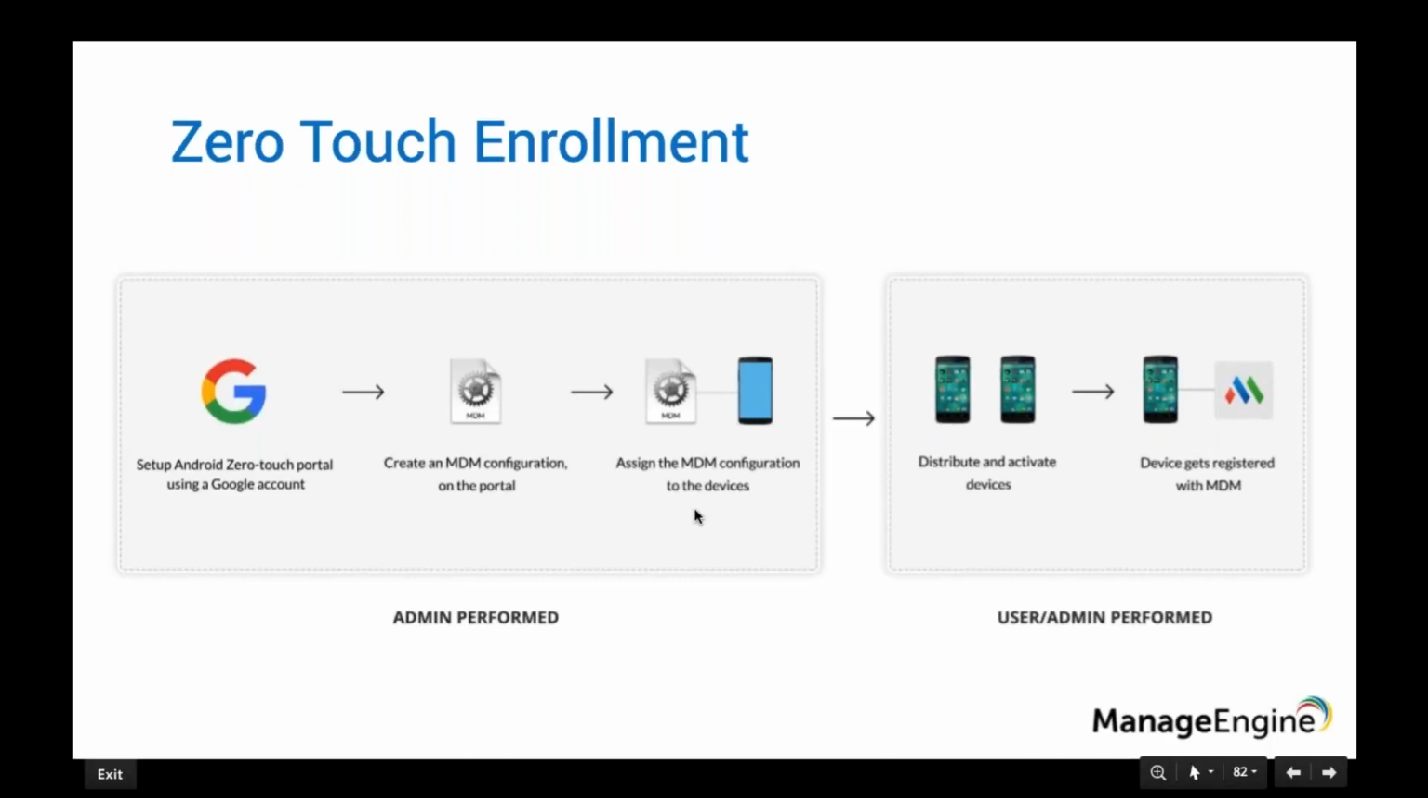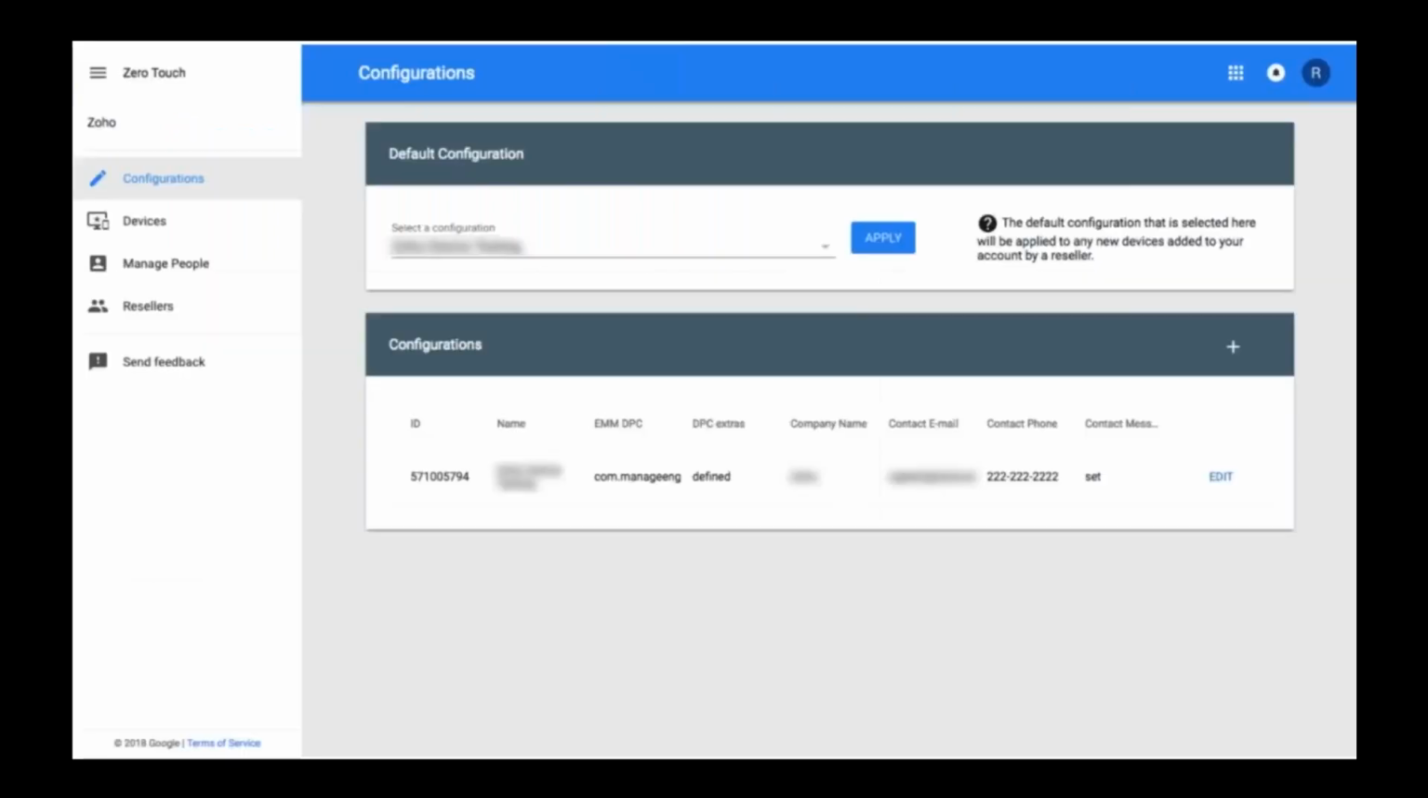As you can see, the first 3 steps are admin performed and are one time. Once this is done, the devices can get enrolled automatically without any further admin intervention. So I'll show you how this is done. Go to the Google Zero Touch portal and log in with your Google account. If you need to create a new configuration, you can click on this plus icon. As you can see here, I've already created a configuration in advance, but for your benefit, I'll show you how to create a configuration again.